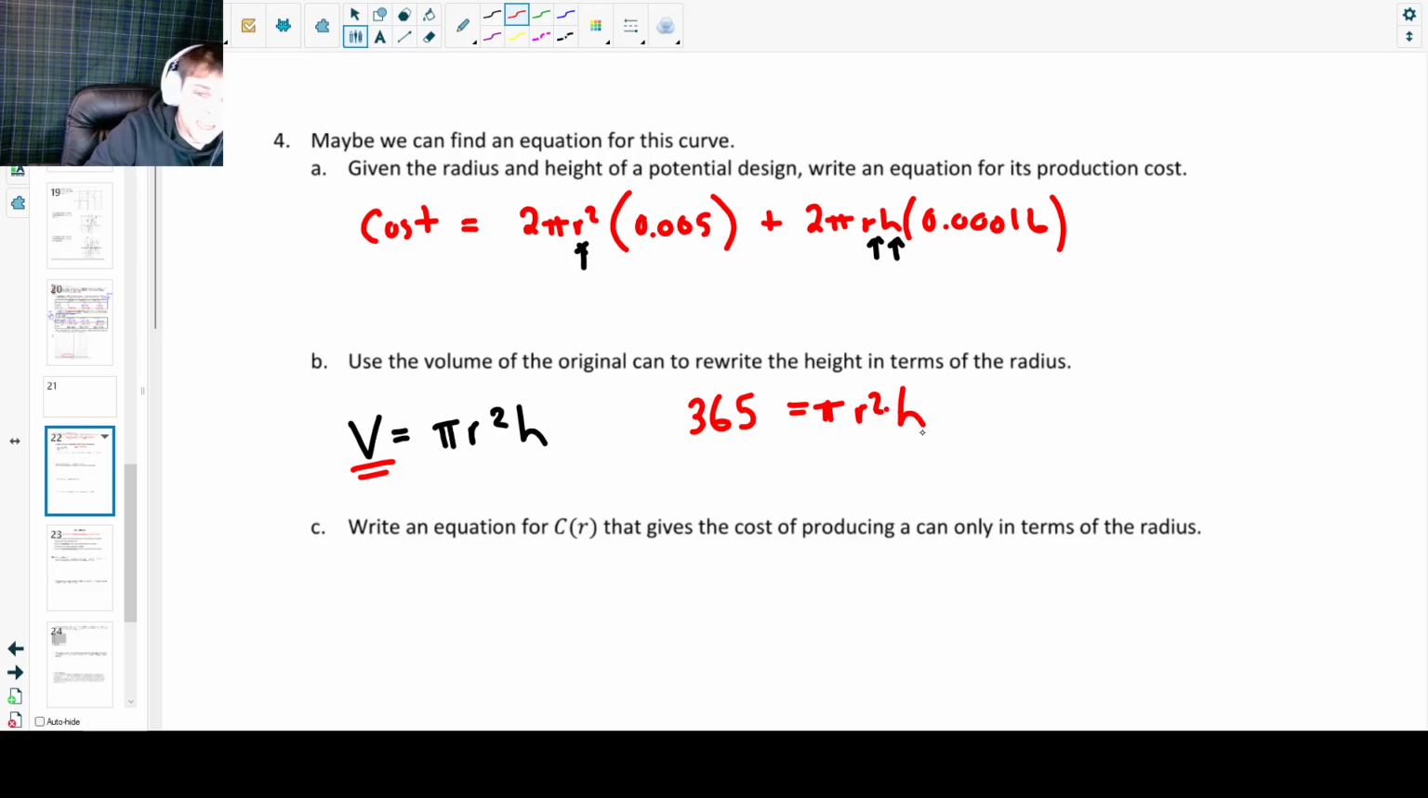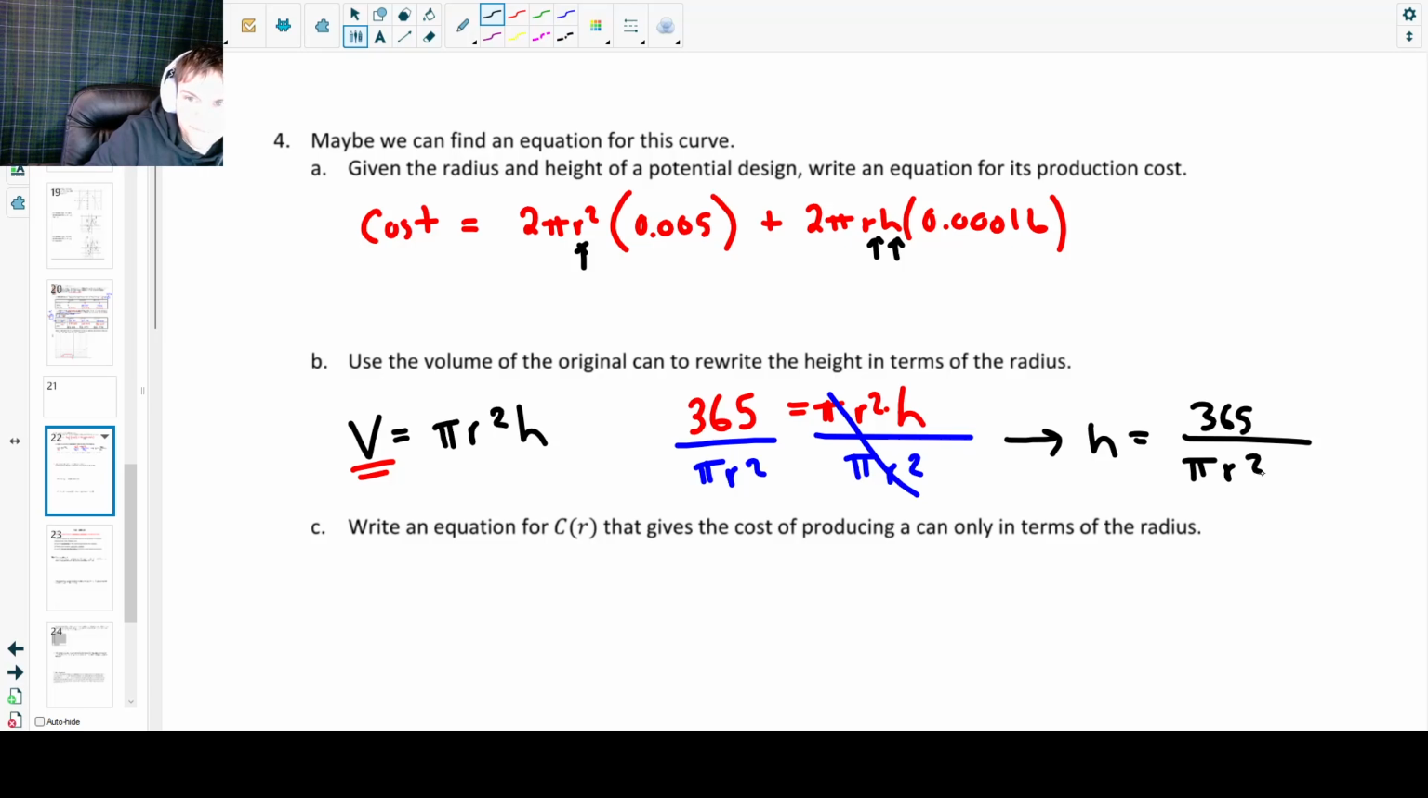And we can write h in terms of r. We'll just solve this equation for h. We would divide both sides by pi r squared, that would cancel it out. And now we have a nice formula for height. Height equals 365 divided by pi r squared. Now, this allows us to write this cost equation only using r, only using our radius, because we can now plug in for h this expression that we have created for h, giving us something only involving r, which is nice.